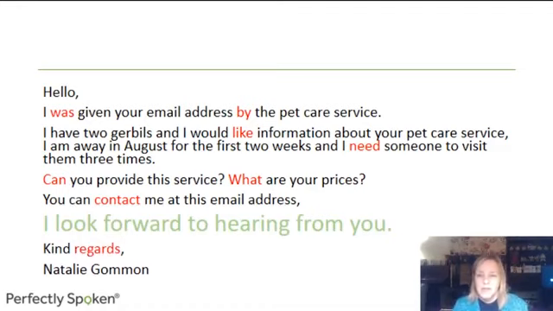I look forward to hearing from you. This is a set expression. It's always the same. You can just learn it. It's a polite way to end an email. It just means I am waiting with excitement for your reply. Okay, but it's a set phrase. You can use it for formal situations or neutral situations. It's a fantastic expression because it's always the same.